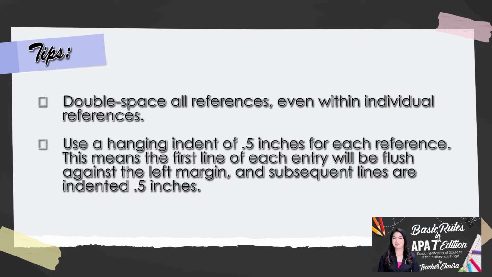Use a hanging indent of 0.5 inches for each reference. This means the first line of each entry will be flushed against the left margin, and subsequent lines are indented 0.5 inches.